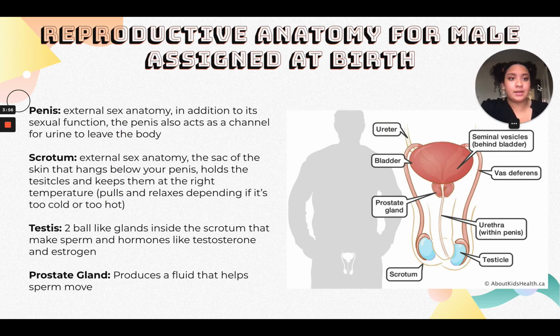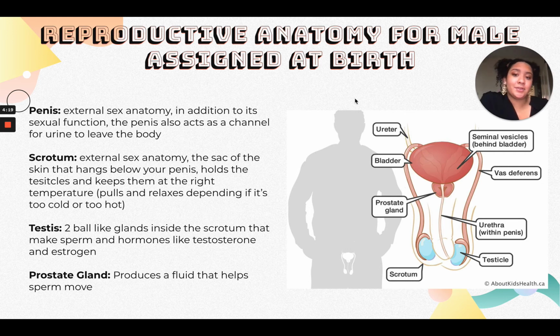Okay, so next is the reproductive anatomy for someone who was assigned male at birth. There is the penis. That's the external sex anatomy along with the scrotum. Its sexual function is that it penetrates, but it also acts as a channel for urine to leave the body. So that's where your pee comes from.